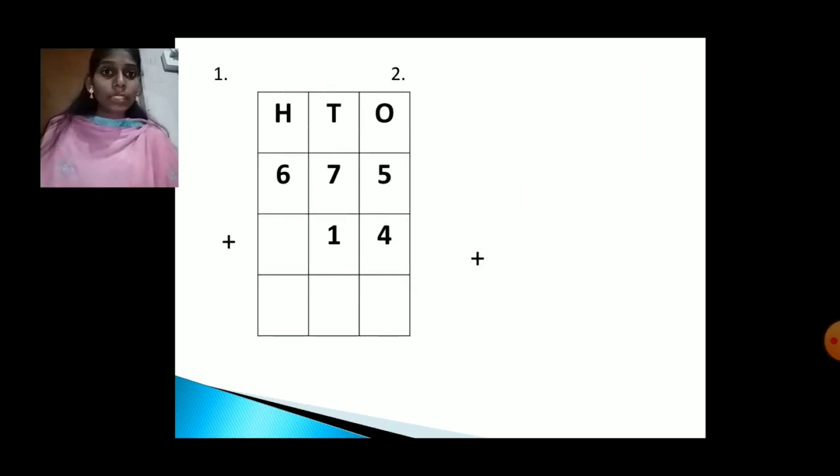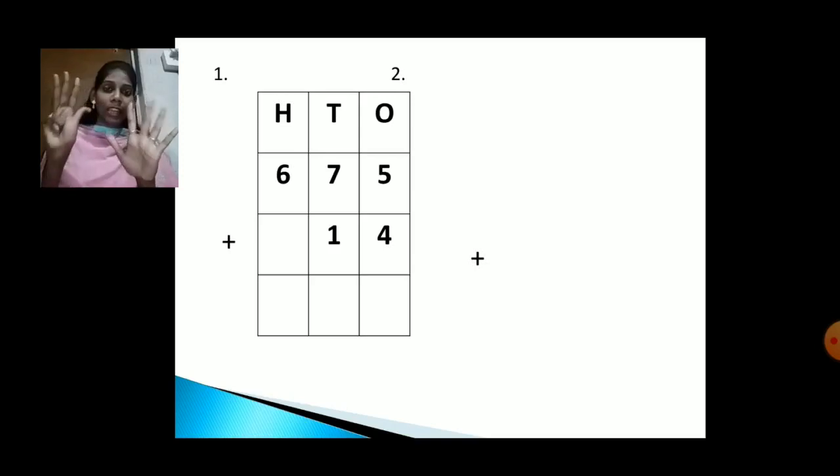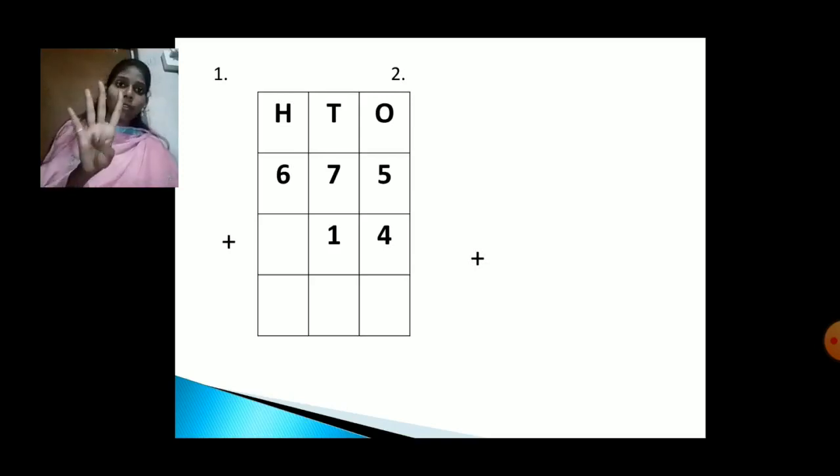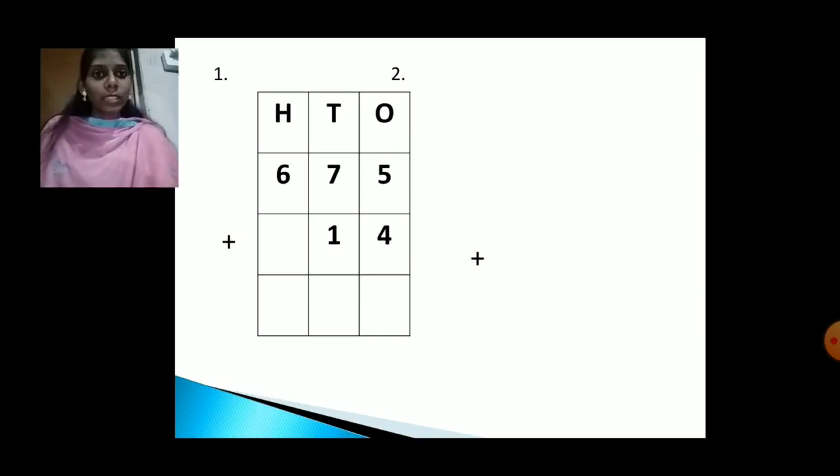675 plus 14. It means you have to add these numbers. And you know how to add, right? It is very easy. So 675 plus 14. We will start the addition from the ones place. So first we will add ones place numbers. So here 5 plus 4. After 5, how many fingers will we count? 4 fingers. So count 5, 6, 7, 8, 9. So we will write 9 under the ones place.